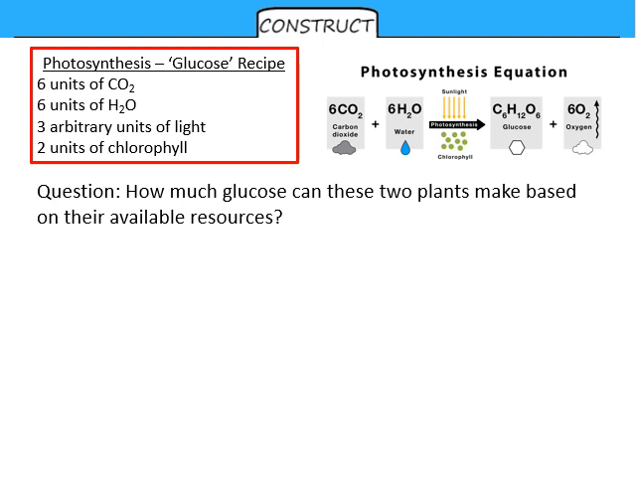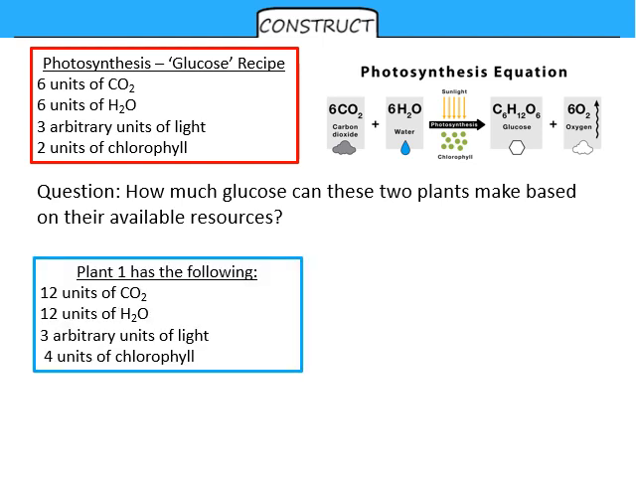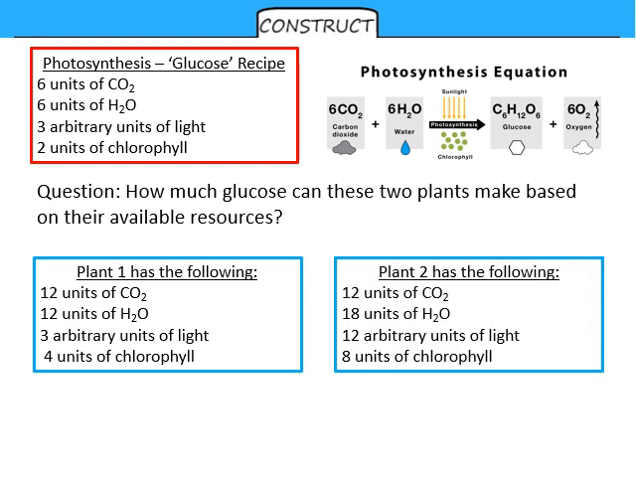Now, like before, what we need to consider is this. I'm going to show you 2 plants. I want you to consider how much glucose these 2 plants can make based on their available resources. Plant 1 has 12 units of carbon dioxide, 12 units of water, 3 arbitrary units of light, and 4 units of chlorophyll. Plant 2 has 12 units of carbon dioxide, 18 units of water, 12 arbitrary units of light, and 8 units of chlorophyll. So pause the video whilst you work out, following our glucose recipe, how many glucose molecules each plant can make.